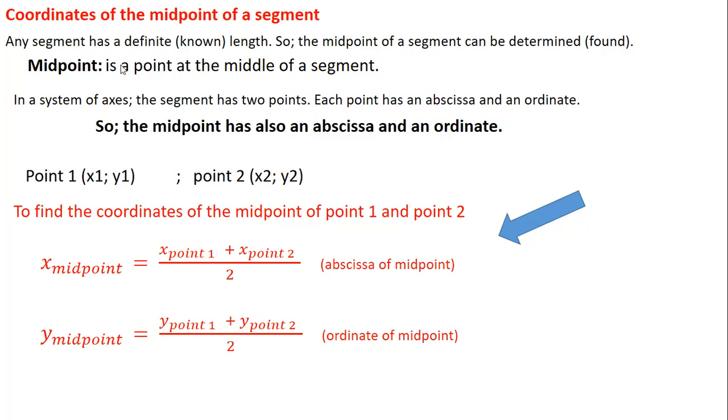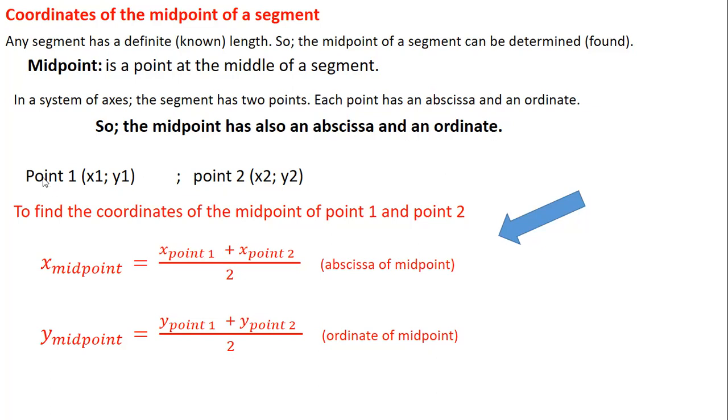What do we mean by midpoint? It is a point at the middle of a segment. So in a system of axes, the segment has 2 points. Each point has an abscissa and an ordinate. So after drawing a segment in a system of axes, the segment will be between 2 points. The first point has an abscissa and an ordinate. The second point has an abscissa and an ordinate. So the midpoint in a system of axes has also an abscissa and an ordinate.